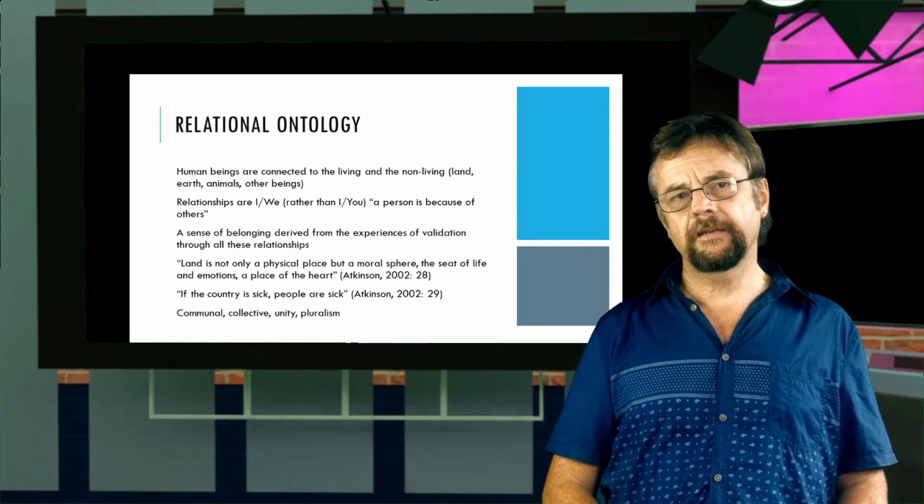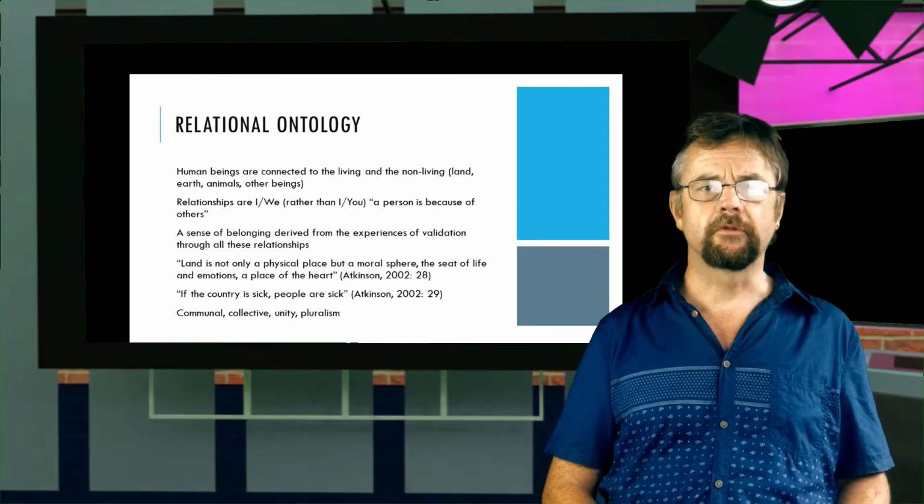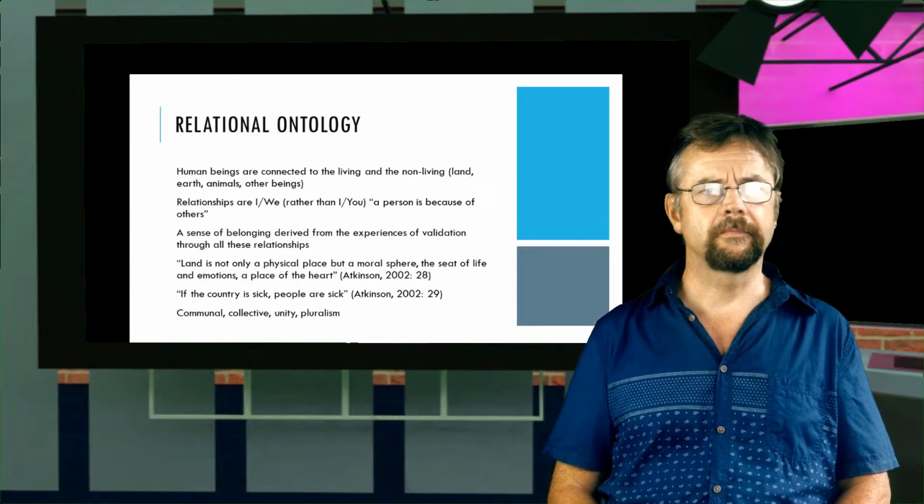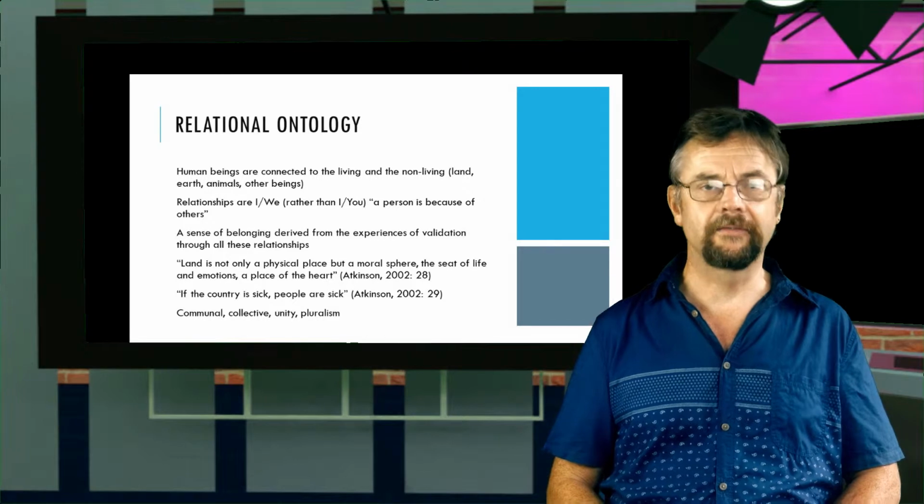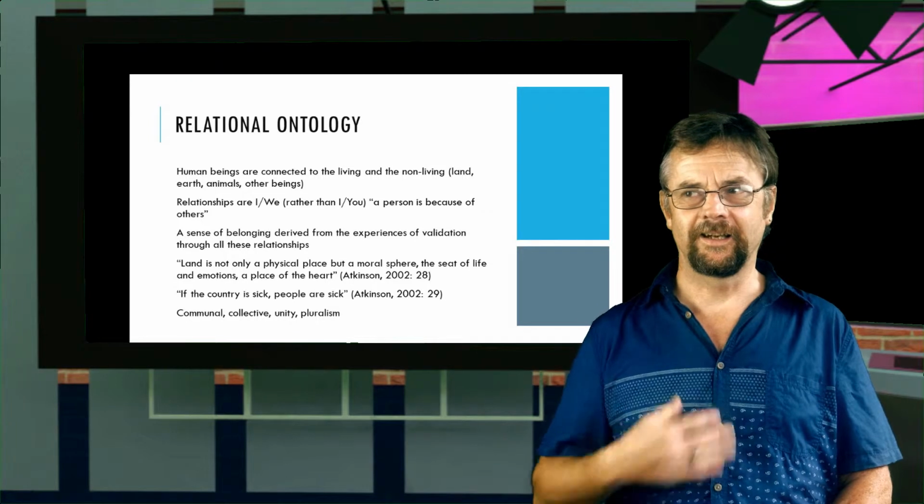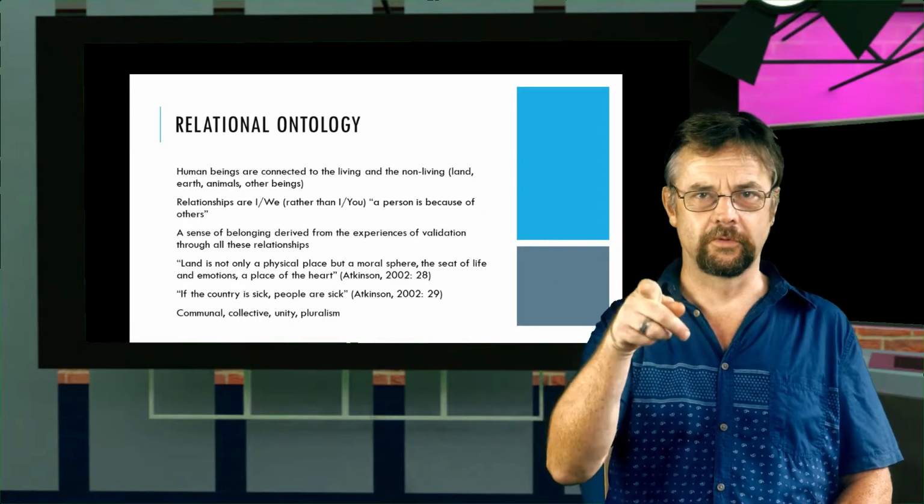Now, first, let's have a closer look at this idea of relational ontology. Now, from this perspective of relational ontology, human beings are connected to the living and the non-living. So there's a relationship between the land, the earth, and living beings. And in this perspective, relationships are not I and you, rather, they are I and we. Did that make sense? I and we, not I and you.